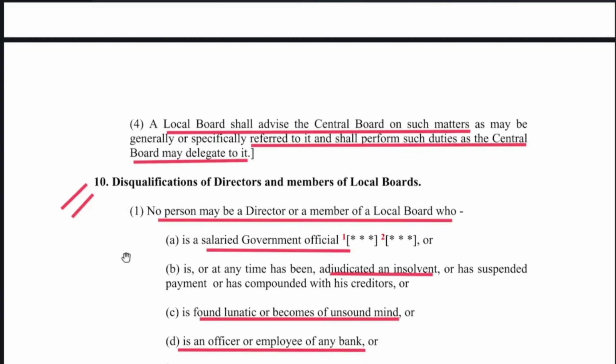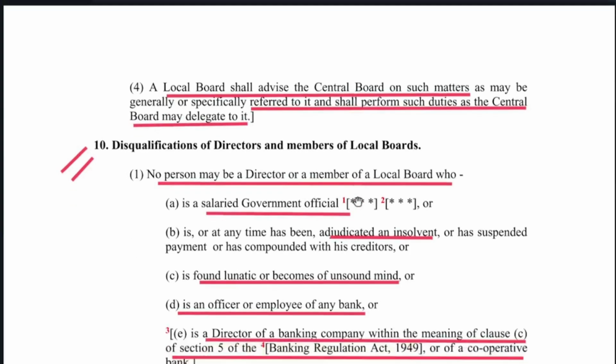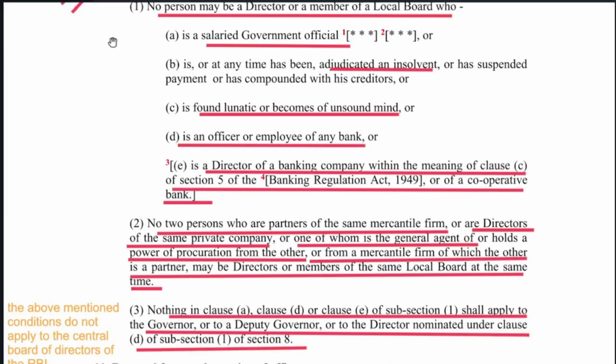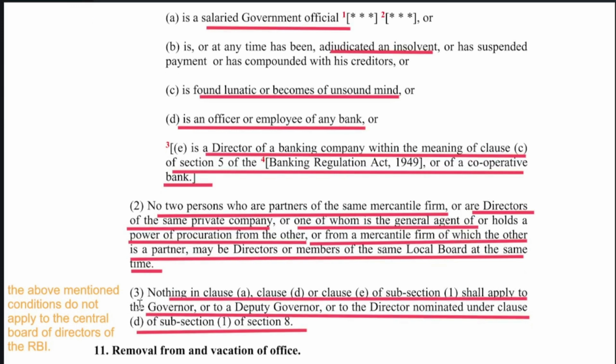Coming on to section 10, disqualification of directors and the members of local boards. Now, first, with respect to this section, that is section 10, let's first see subsection 3. Subsection 3 says that nothing in clauses A, D, or clause E of subsection 1 shall apply to the governor or the deputy governor or the director nominated under clause D of subsection 1 of section 8, meaning thereby when it comes to the central board of directors, some exceptions have been given to them. As I've said in this note on the side, the above mentioned conditions do not apply to the central board of directors of the RBI.